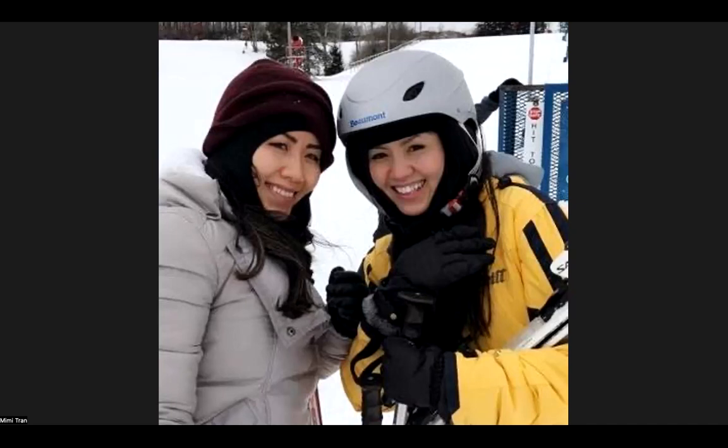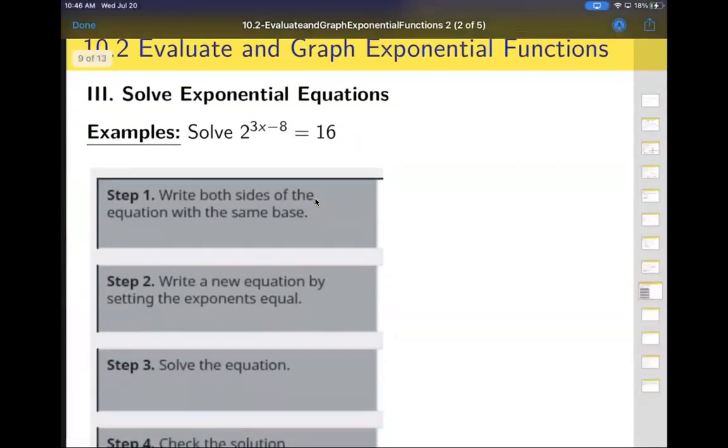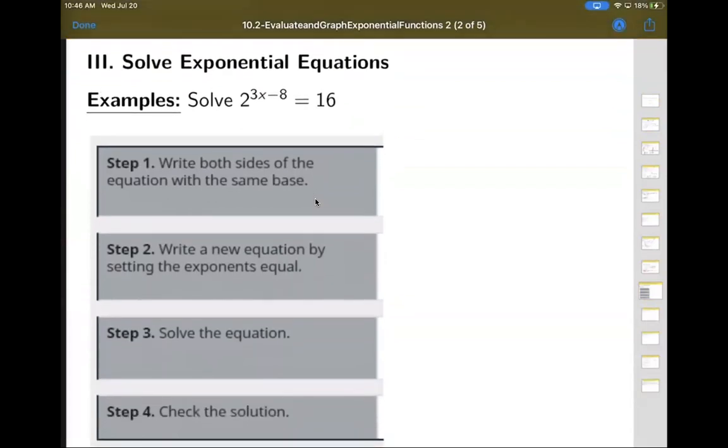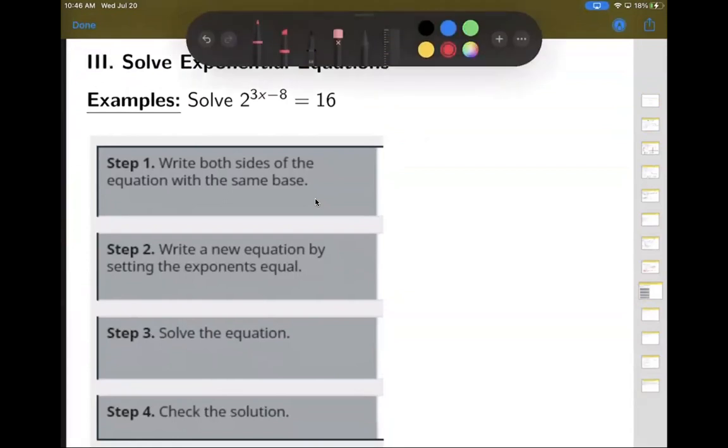Okay, last thing about this section. Yay, last one. We're going to solve exponential equations. So here is a step. Just for example, to solve 2 to the 3x minus 8 equals 16. First, you write both sides of the equation with the same base. So on the left hand side, I have base 2. Let me use red. 2 to the 3x minus 8. And please write the 3x minus 8 on the top. Don't write it down. It means a different thing.